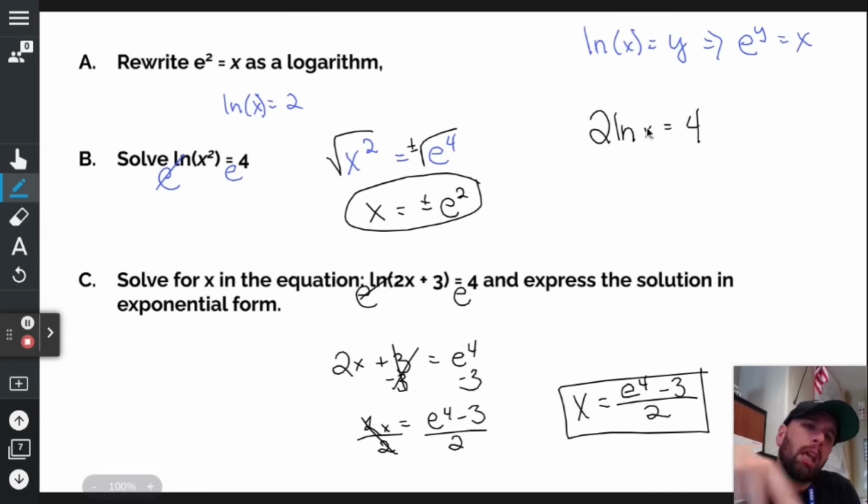But again, if I gave you this problem, if I made it look like this first and I tried to plug in negative e squared, it wouldn't work. So it all has to do with the original problem, whatever it is that you're given.